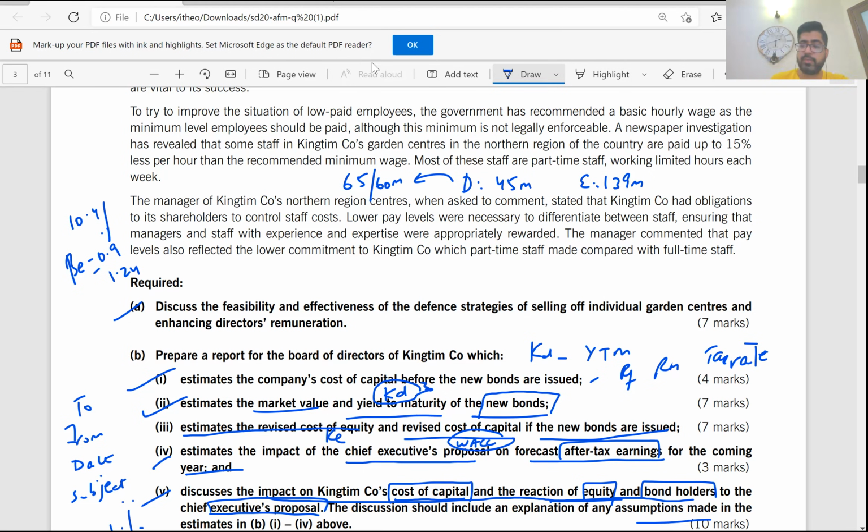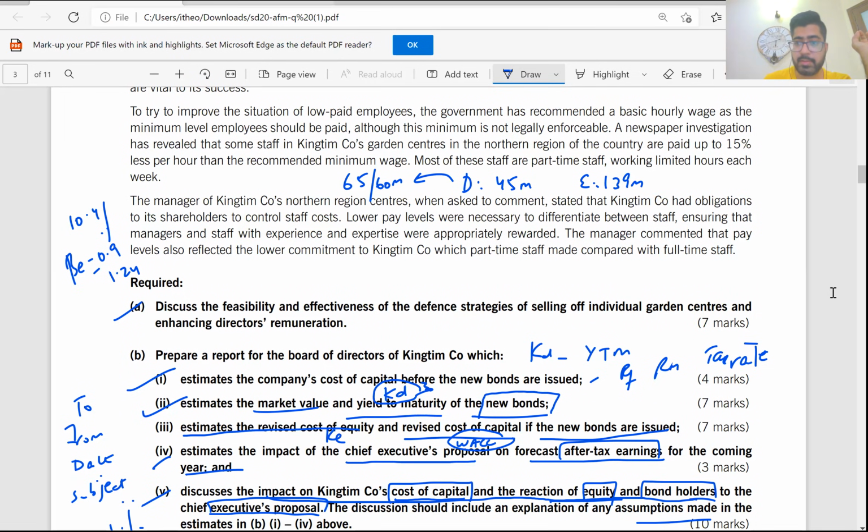Bondholders typically don't react too much because bondholders simply know that, okay, the company is raising further debt, whatever, we are going to get our interest. They don't have so much reaction, okay? But overall, the cost of capital is rising. I would suggest you read this answer from the examiner's answer, okay?